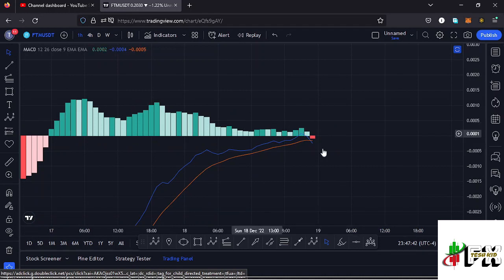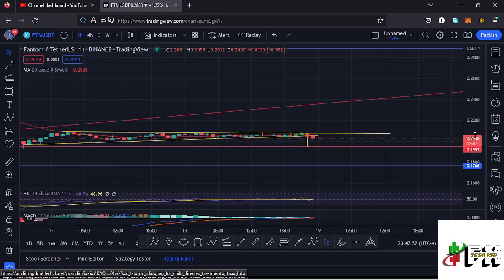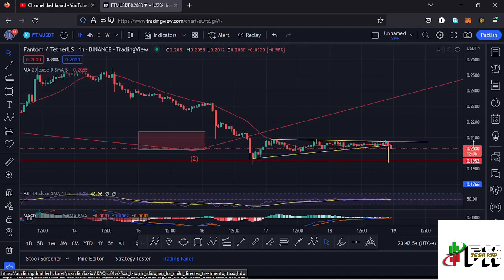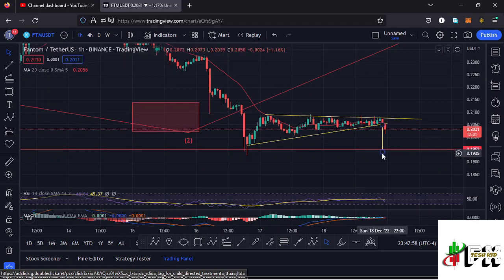You can see we have printed a bearish cross, but we have not yet gained the selling momentum, and once we gain the selling momentum, then there are chances of seeing the breakout out of that chart pattern that I have shown you over here, which is a triangle, taking us back to around the $0.19 mark. So let's be patient and see how that plays out, and I'll keep you updated.